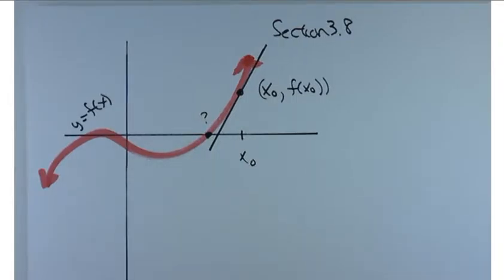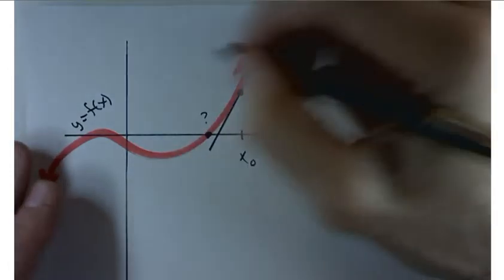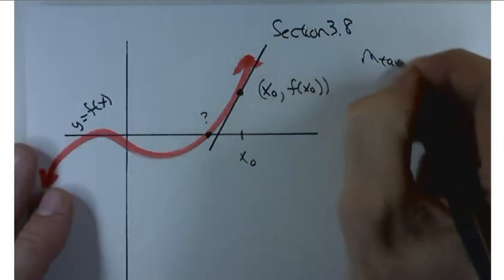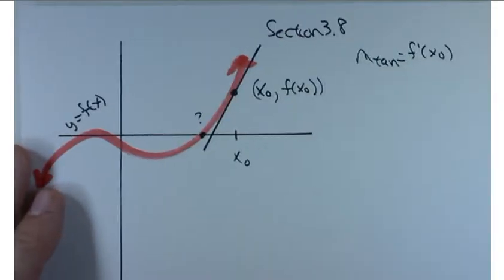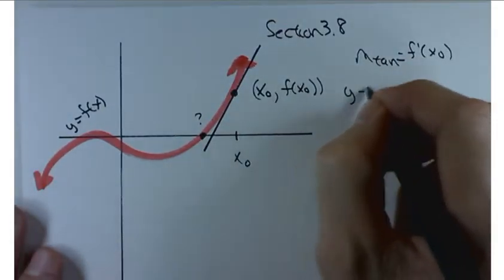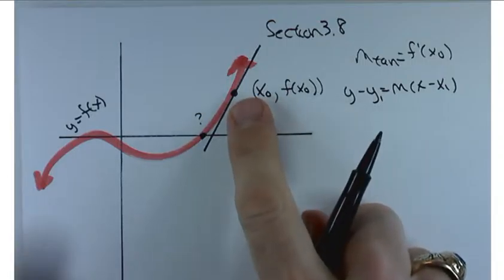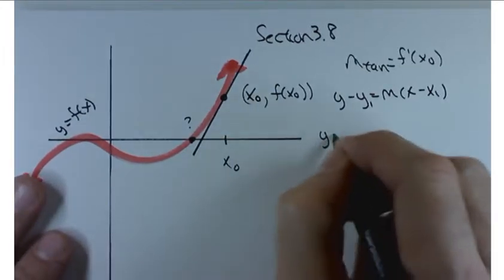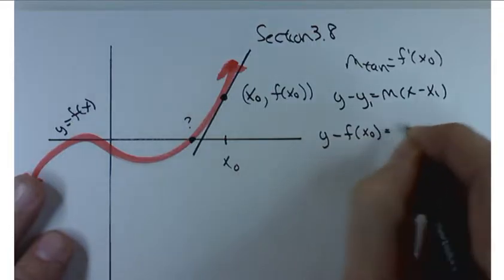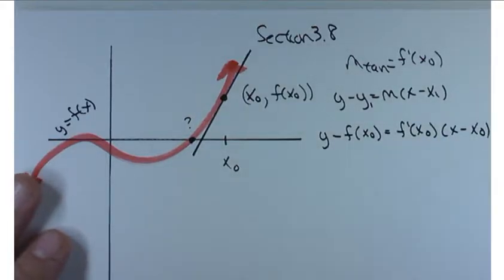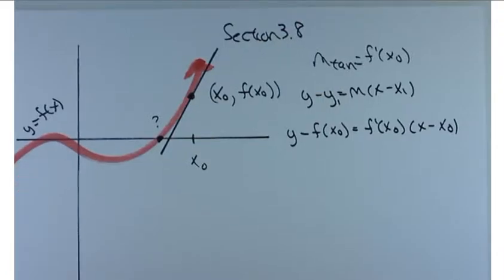What two things do I need to know to find the equation of a line? I've got the point. What else do I need? Slope. And the slope of the tangent line is determined by the derivative. So slope here, m tan, equals f prime at x sub 0. Let's put that together with y minus y1 equals m times x minus x1, and come up with the equation of the tangent line in very general terms. That'd be y minus f of x0 equals f prime of x0 times x minus x sub 0. All right, so that's the equation of my tangent line.